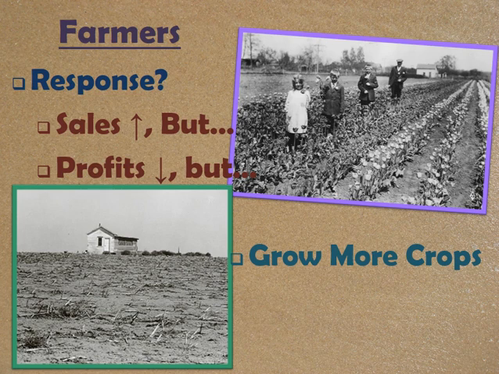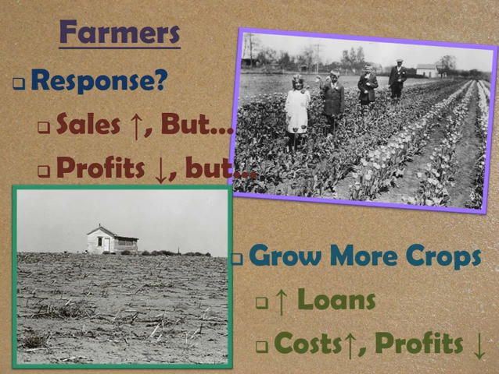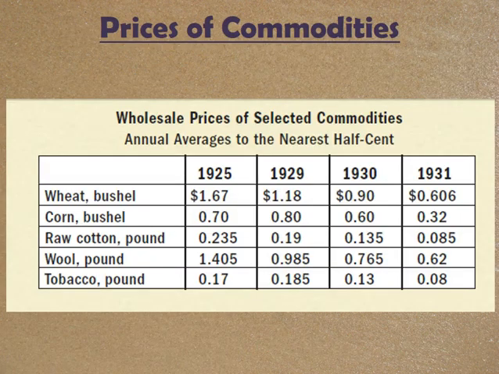Now, this is a really good idea from the farmer's point of view, but farmers didn't understand basic economics. Because as they started to grow more crops, what happens to the value of those crops? You guessed it, they had to take out more loans in order to pay for those crops, and the profits went down even more. So not only is their cost of production going up, but their profits are going down. So farmers are losing more and more each time they grow.